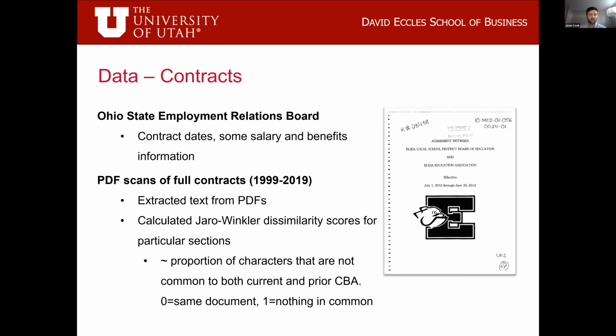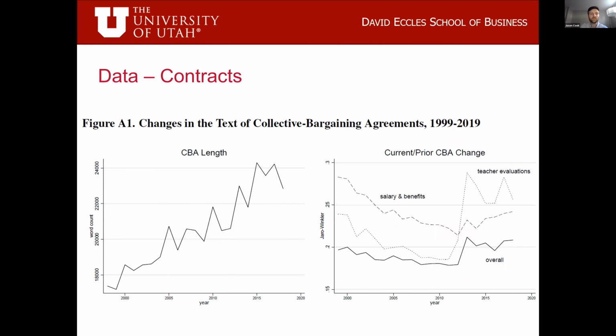If you're not familiar with this measure, with some nuance, it tells you the proportion of characters that are not common to the current collective bargaining agreement and the prior one. So a 0 would be the same document, every single character in the same spot in the same order. A value of 1 would say there's no character in either of these documents that correspond in terms of order and things like that. So a higher value is more dissimilar.